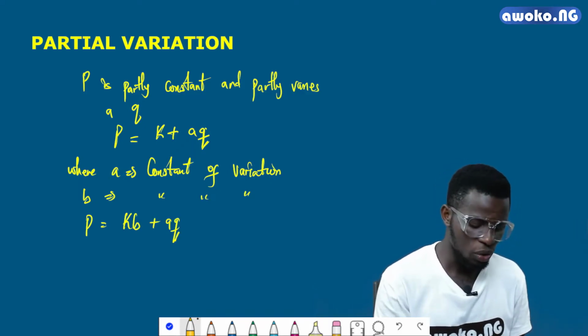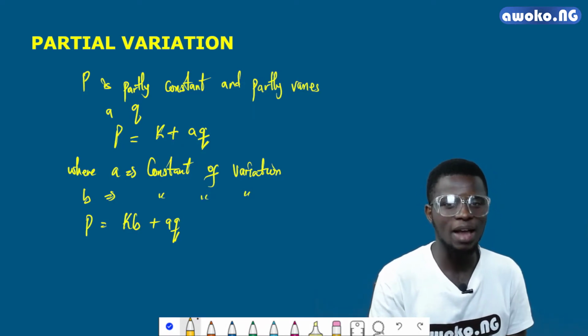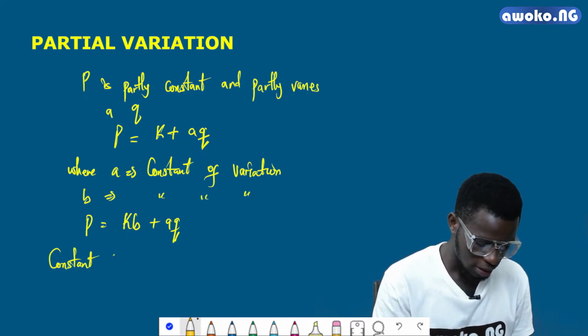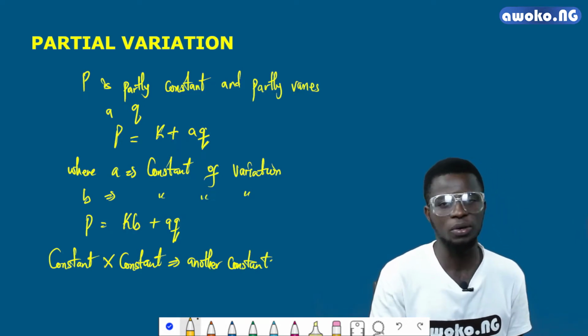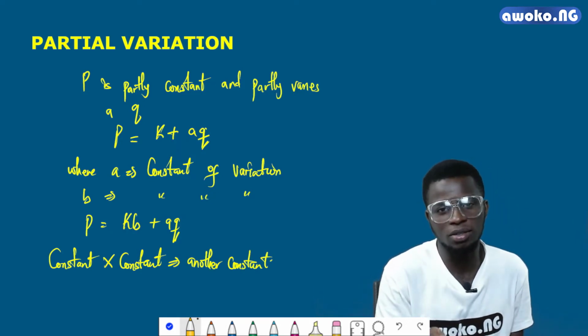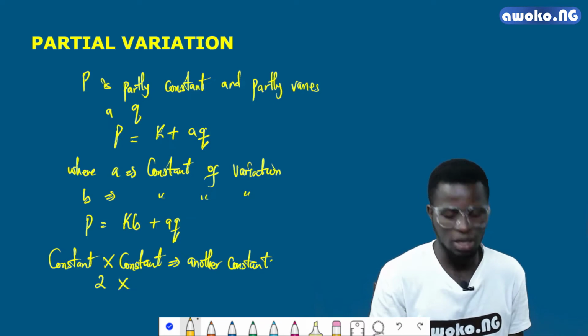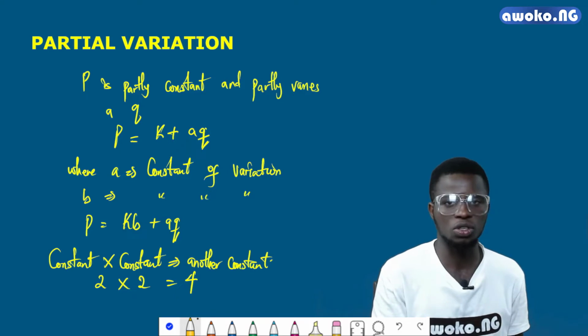Is that okay? The reason why we wrote KB as K is because when you multiply a constant by another constant, the result is going to give you a constant. Is that okay? So constant times constant is going to give you another constant. If you are still in doubt, let me clear your doubt a bit. Let us say the first constant is 2. So 2 multiplied by another constant, which is 2, is of course going to give you a constant, which is 4.